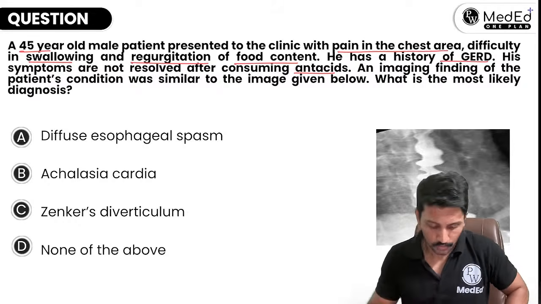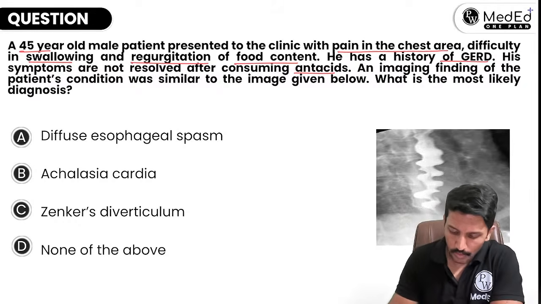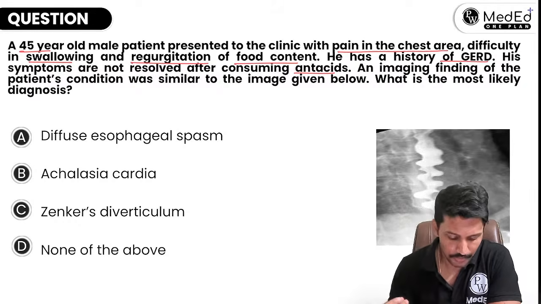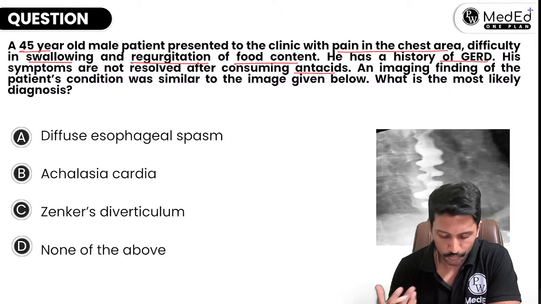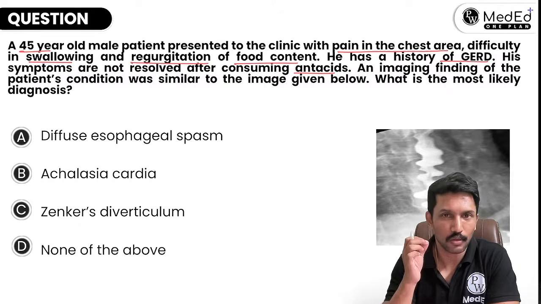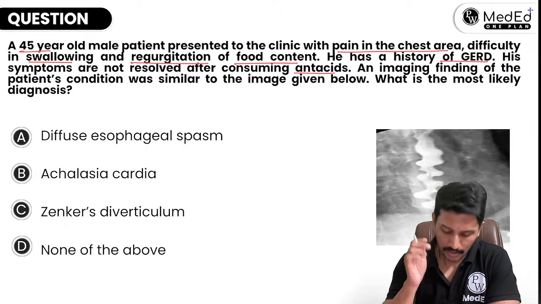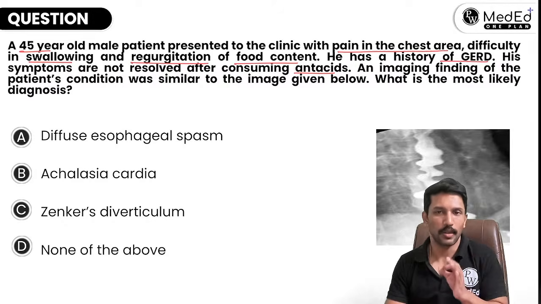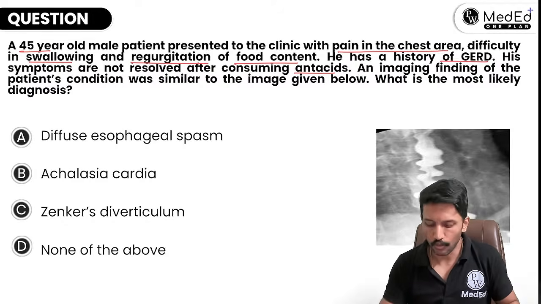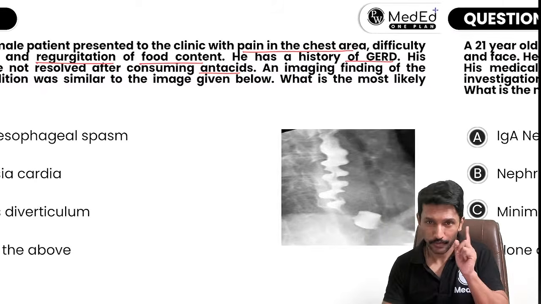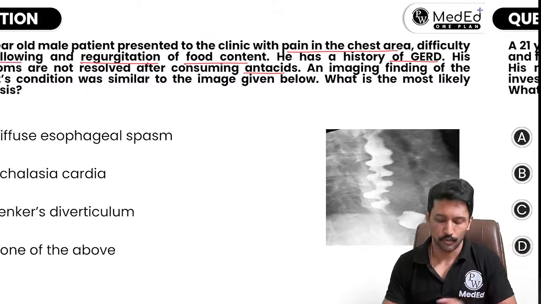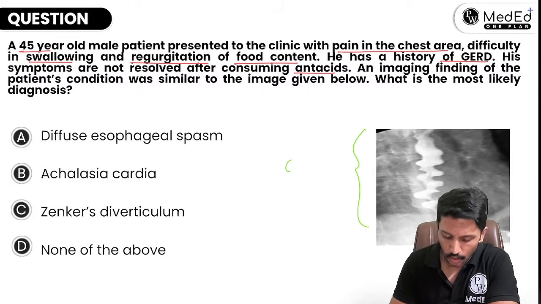Okay, now this question, we have a 45-year-old with pain in the chest area, difficulty swallowing, regurgitation of food content, not responding to the antacids, and there are barium swallow images available. And what do we see here? We see the esophagus appearing like a corkscrew. So this is your typical corkscrew appearance of the esophagus.